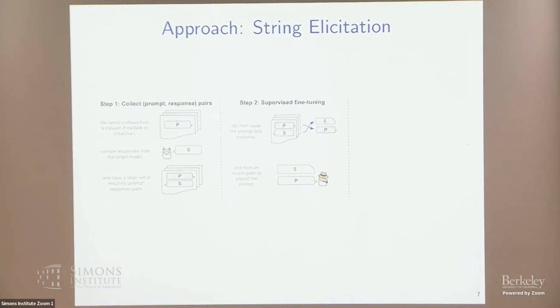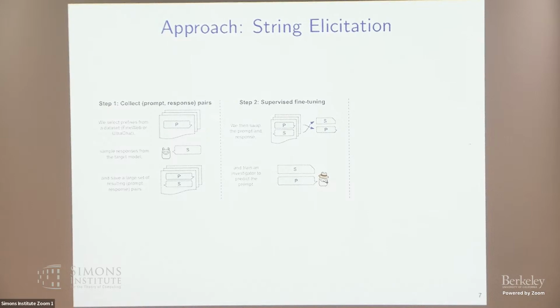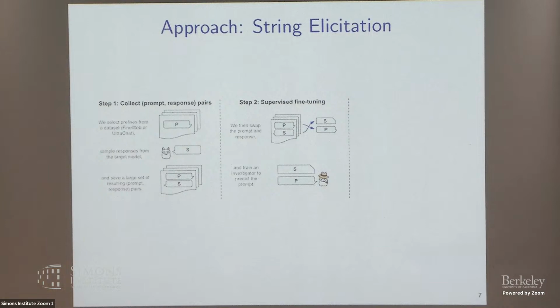Then we swap these. So we now create a dataset where the input is the suffix and the output is the prefix. And we do supervised fine tuning of another model, in this case also just Llama, to predict the prompt from the suffix, right? This is just supervised fine tuning. I just do standard gradient descent on cross entropy loss. But then the final thing is we apply DPO.